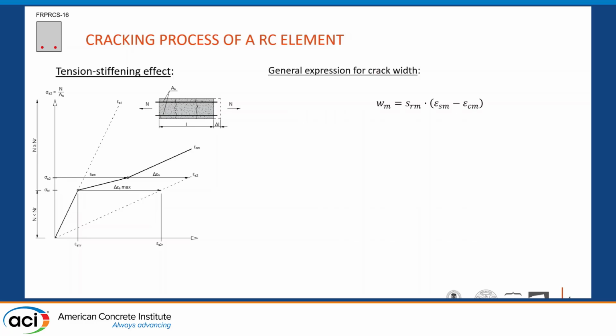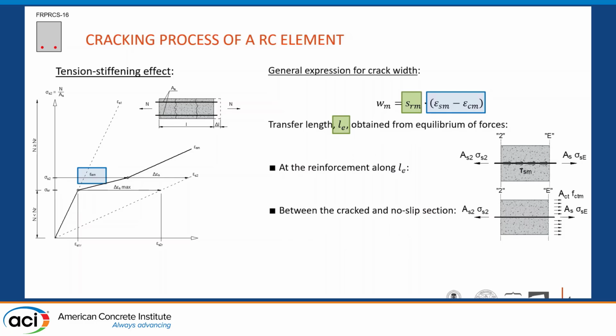Then we go to the general expression for crack width, and we assume a mechanical model for crack width that is the crack spacing times the mean strain difference between steel and concrete. We can see two terms here. The first one refers to the mean strain value, so we can refer here to the tension stiffening. And the second is the mean distance in between cracks, that usually refers to the transfer length.